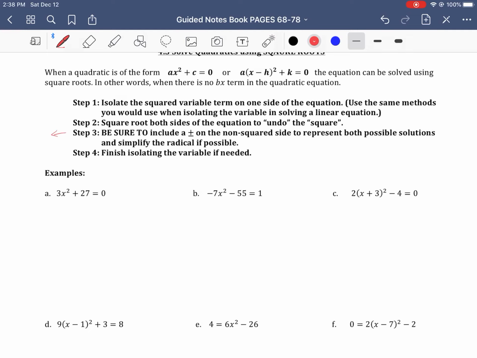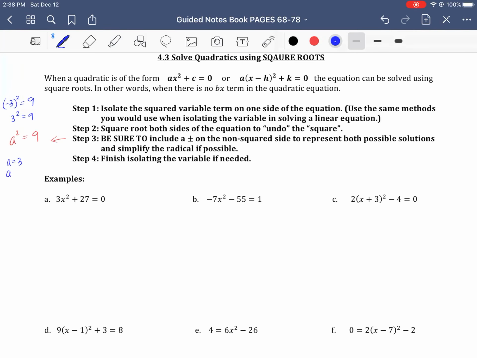So let's just remind ourselves what that means. If I have something like a squared is equal to 9, and I ask myself, well, what squared is equal to 9? Our go-to answer is a must be 3, because 3 squared is equal to 9. Well, it's also true that if I were to take negative 3 and square it, because negative 3 times negative 3 will also give us a positive 9. So there's actually two solutions, negative 3 and positive 3.